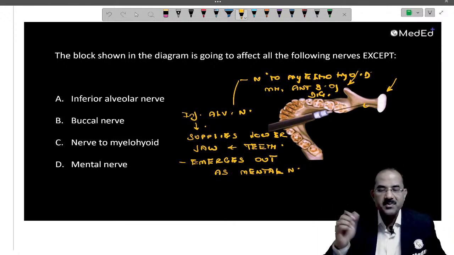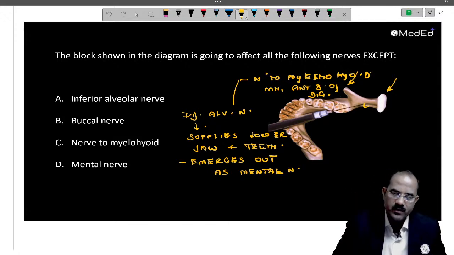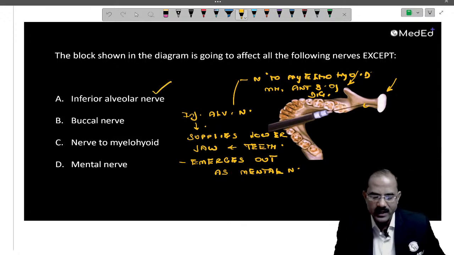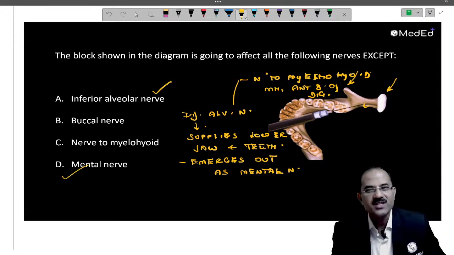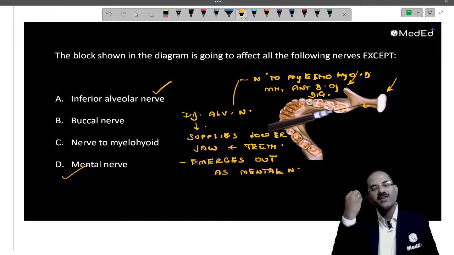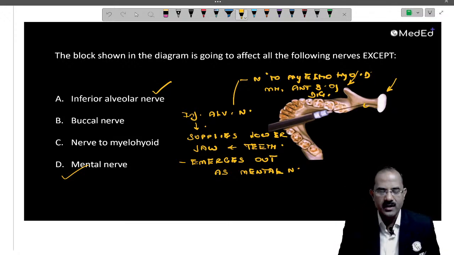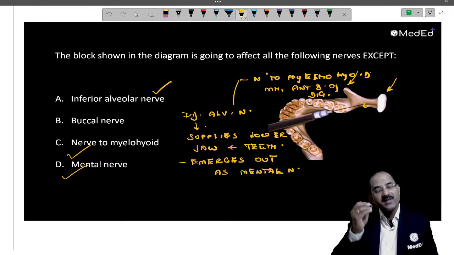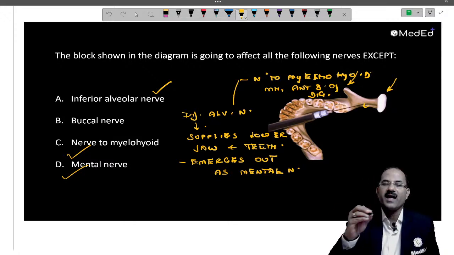Yes, so this block will affect what? It will affect the inferior alveolar nerve. Yes. It will affect the mental nerve, because the continuation of the inferior alveolar nerve is the mental nerve. Nerve to mylohyoid. Yes, the nerve to mylohyoid is a branch of the inferior alveolar nerve.